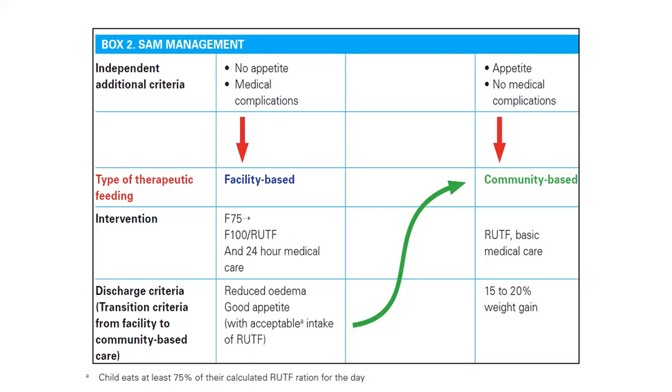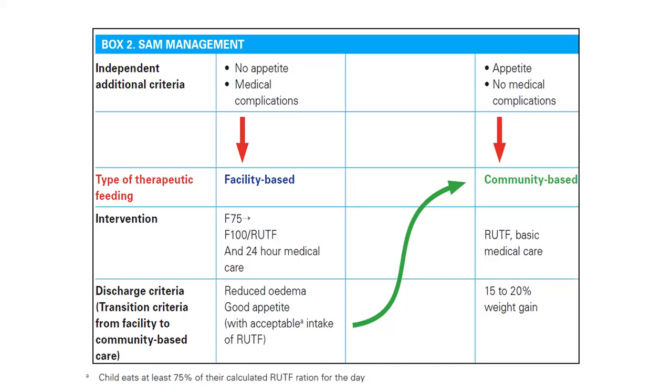What is an F75 diet? It is a diet in which each 100 ml of the food will have 75 kilocalories and around 0.9 gram protein. In a child with severe acute malnutrition, if initially we start feeding with high protein and sodium in the diet, the child might even die because their metabolism will not be able to handle that amount of protein and sodium.